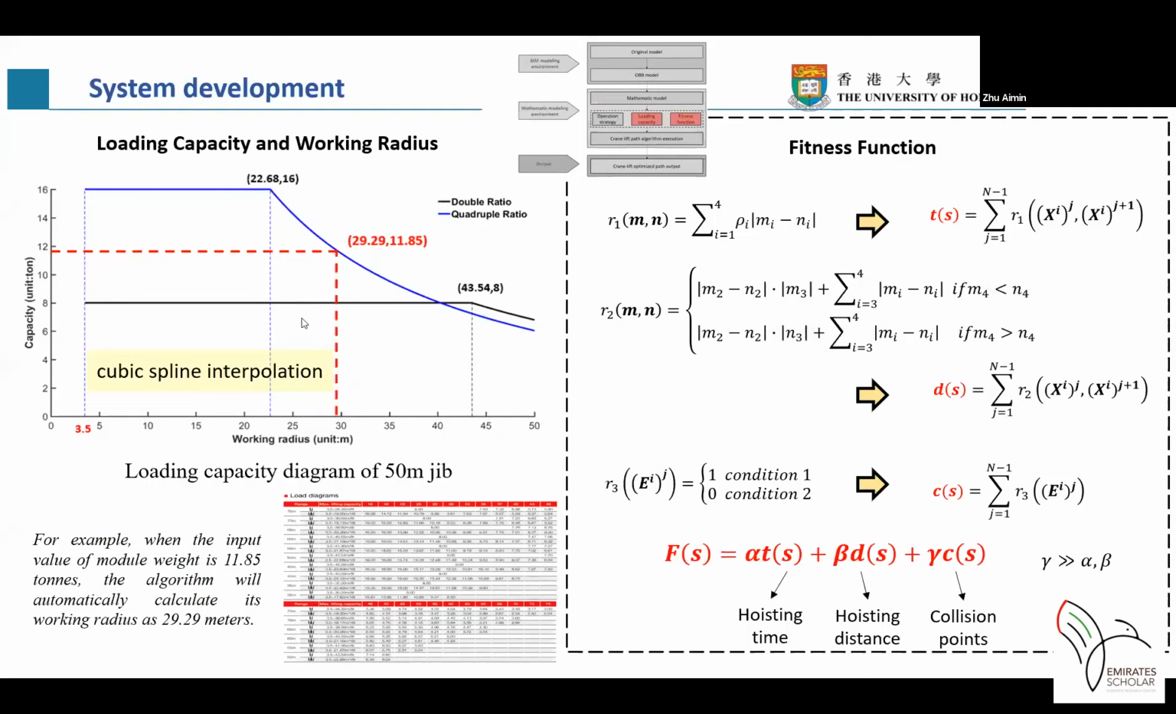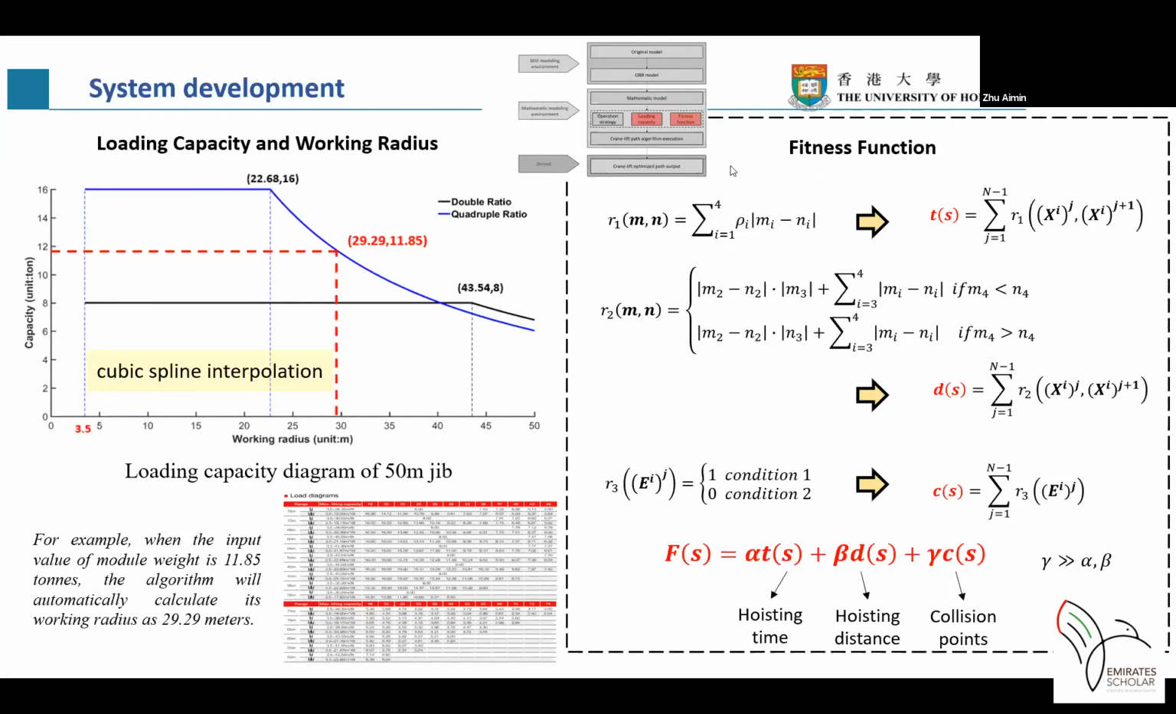This table includes the discrete data of loading capacity and working radius. But if we receive a loading capacity value that cannot be found in the table, it will take some time to calculate the working radius, and the result may not be very reasonable. So we adopted the cubic spline interpolation method to automatically compute the working radius.